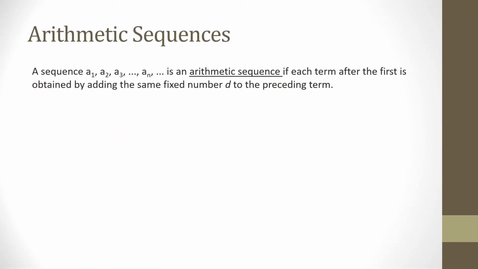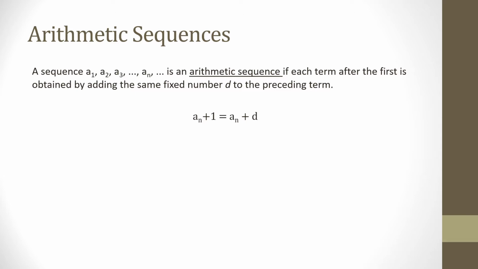Sequences. A sequence a1, a2, a3, ..., an is an arithmetic sequence if each term after the first is obtained by adding the same fixed number d to the preceding term. So what is this d? d is said to be the common difference, meaning if you subtract a1 from a2, a2 from a3, a3 from a4, they will have the same value. And that same value is the common difference, d.